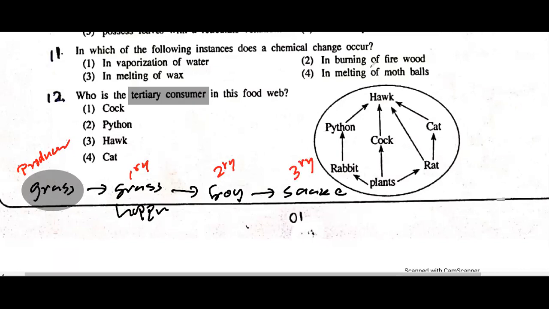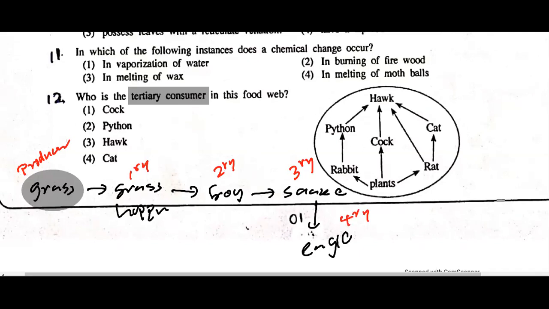If I put one more link, I put eagle, right? Then it will be quaternary consumer. Now they are asking tertiary. That means which link in the food chain? I put 1, 2, 3. The fourth one. Tertiary consumer will be the fourth organism, fourth level.